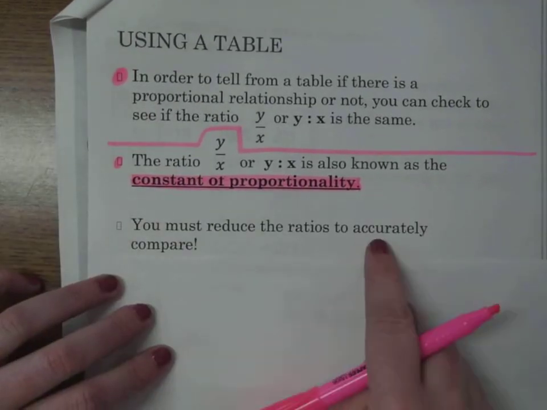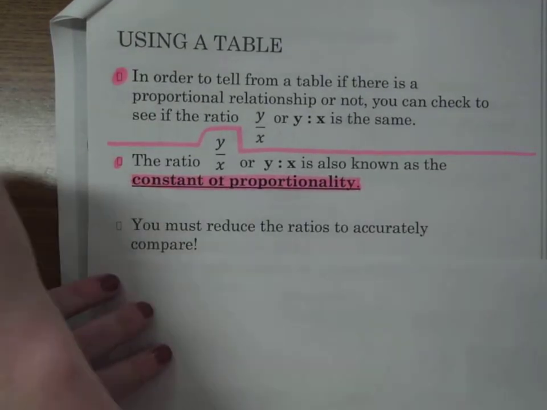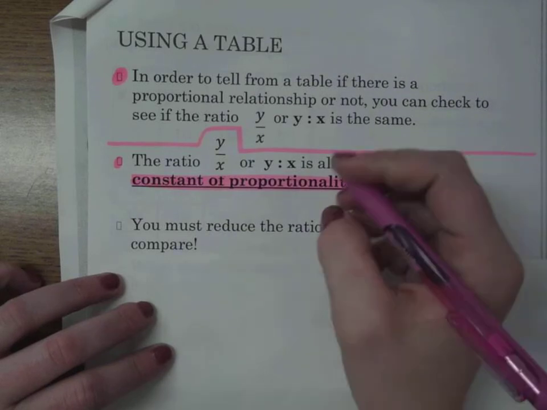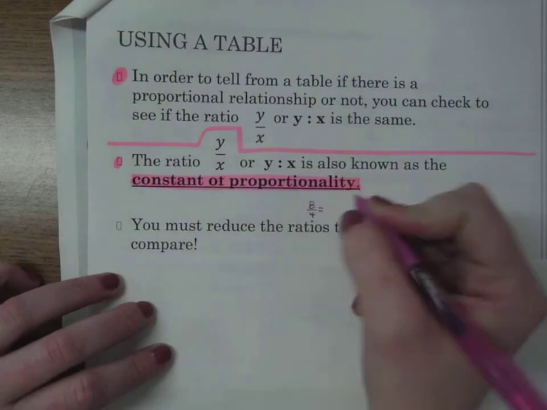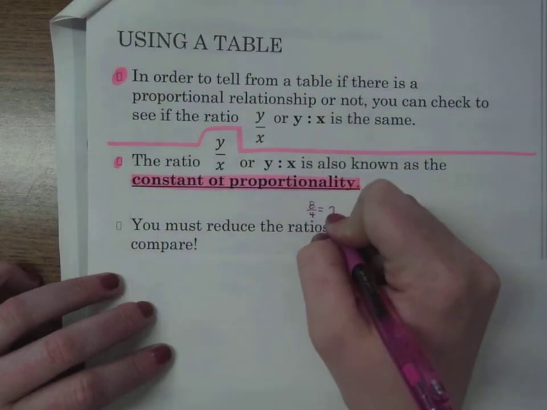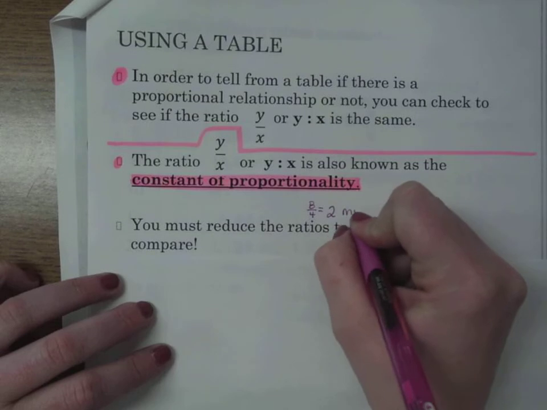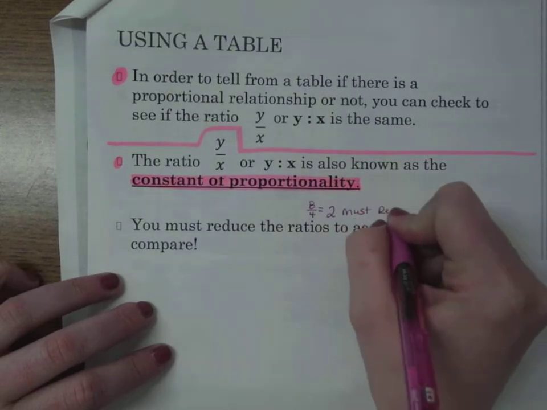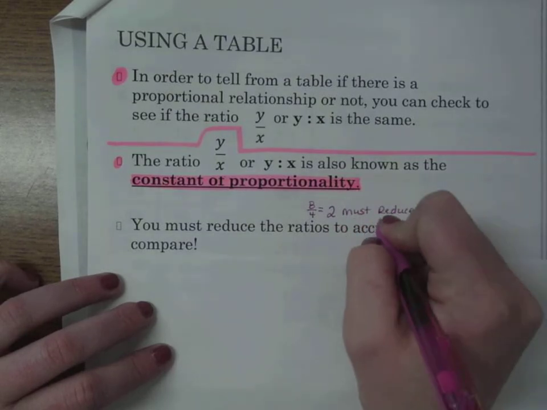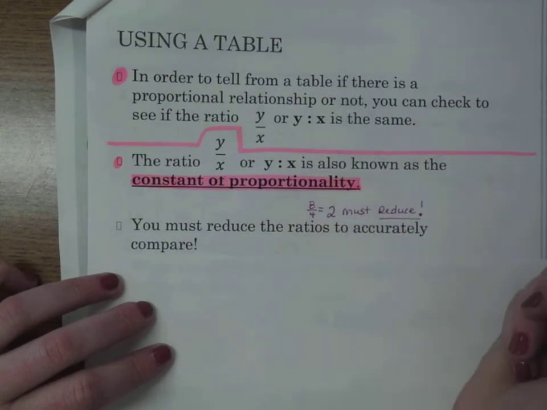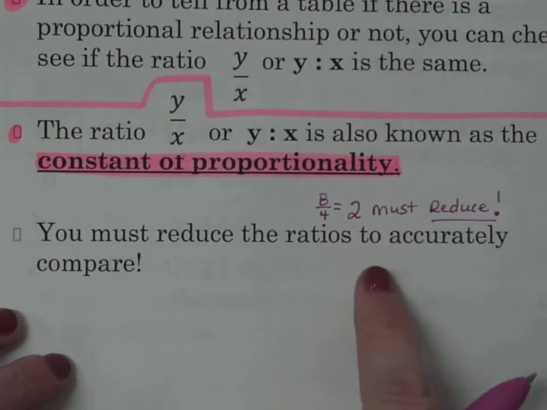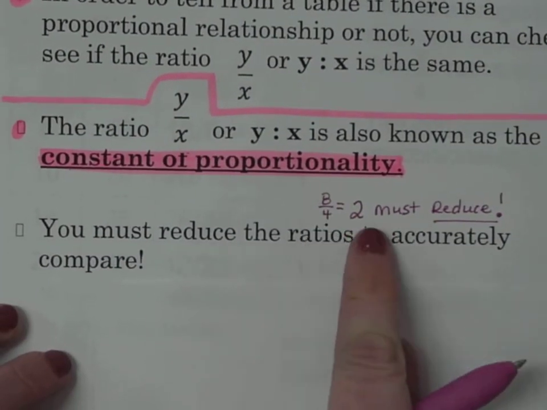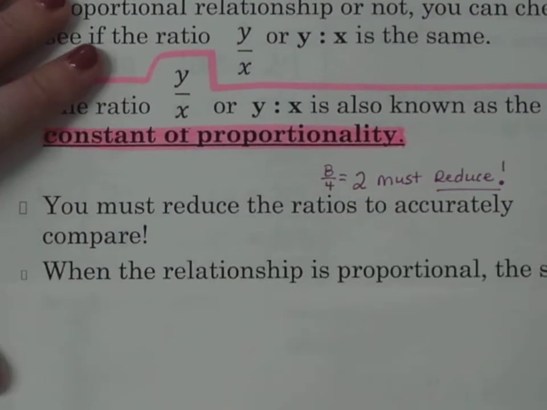So you must reduce the ratios. If you have something like 8 over 4, 8 divided by 4 is the same thing as 2, so you must reduce. Sorry, that's really little. So 8 over 4 would equal 2. 8 divided by 4 is 2, so you must reduce.